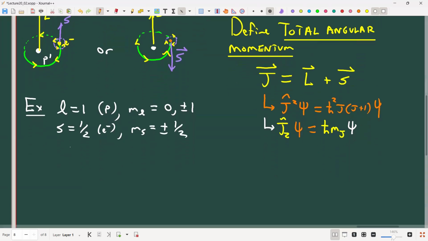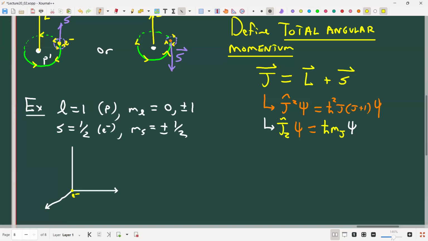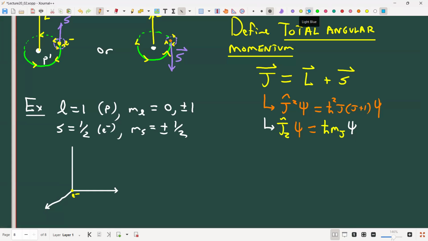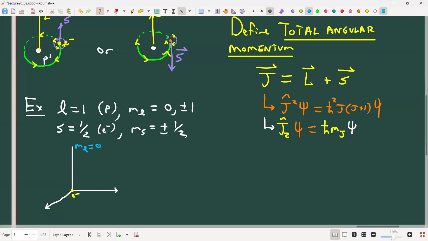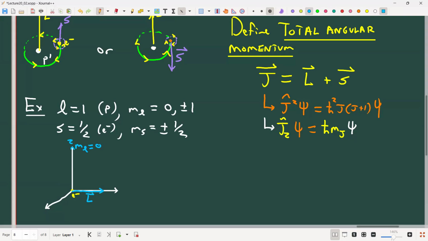And then what I'm going to do is draw a little axis system, right, where I can draw my little vectors. I'm going to put my electron at the center. This is my electron. And I'm going to draw my vectors for it. Right, so let's pick the first one. Let's do M sub L equals 0. So this is the z-axis. So this is L pointing along the x-axis or the y-axis. It doesn't really matter.